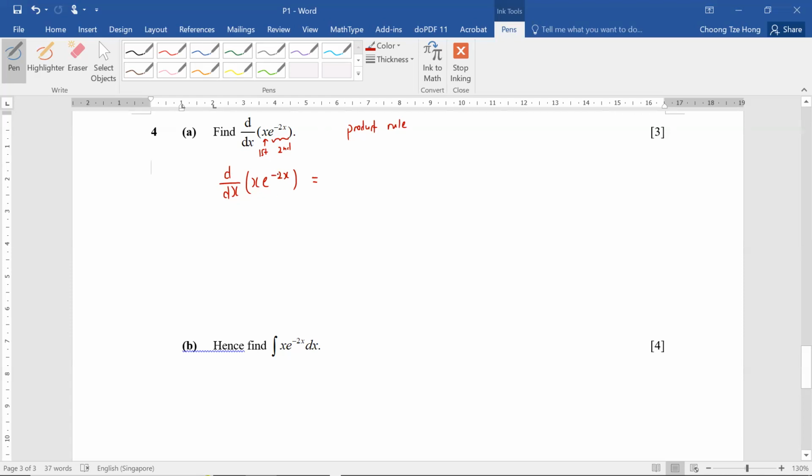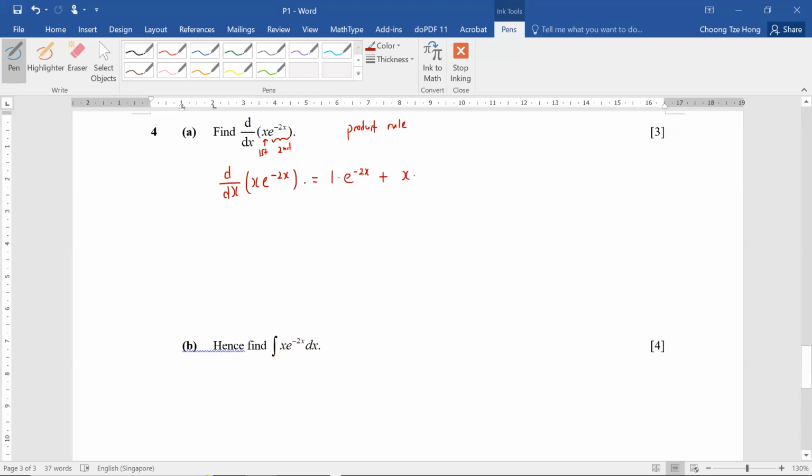Basically, we differentiate the first term and leave the second term alone for the first part. If you differentiate x, you'll just get 1. Then we leave the second term alone. Now we'll add to this. Now you'll do the opposite instead.